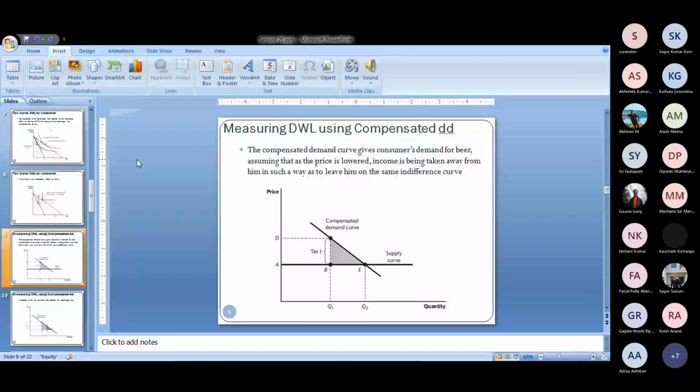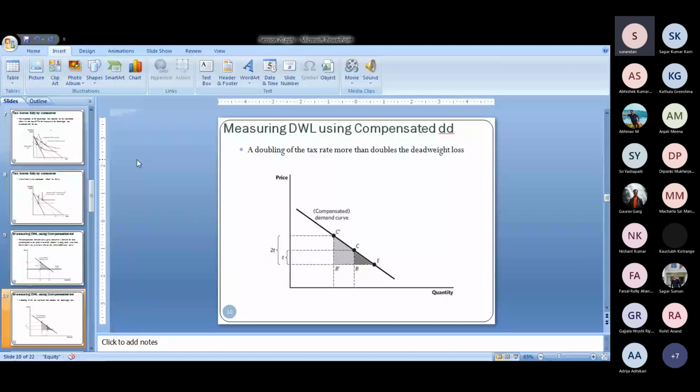Now, the first thing we need to understand is the relationship between the tax rate and the deadweight loss, or the inefficiency being generated. So suppose initially you had a tax rate small t, then the deadweight loss was BCE. The moment you double the tax rate to twice t, the deadweight loss will increase more than proportionally, to B prime C prime E.